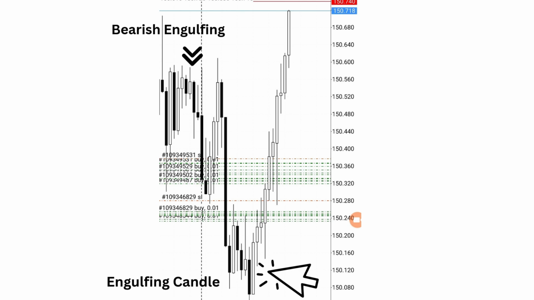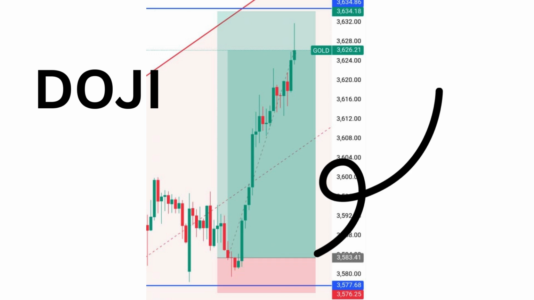3. The doji, a candle with a tiny body and equal wicks. To the untrained eye, it looks insignificant. But a doji represents confusion. Stalemate. The market pushed up, it pulled down, and ended up right where it started. That's not weakness, that's potential. Because indecision often precedes decision. And when price breaks out of that hesitation, it does so with power.